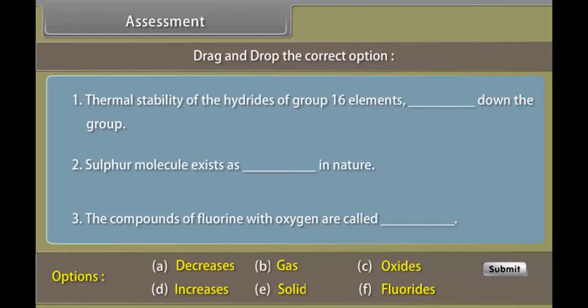Assessment. Before proceeding further, let us know how much you have learnt. Drag and drop the correct option.